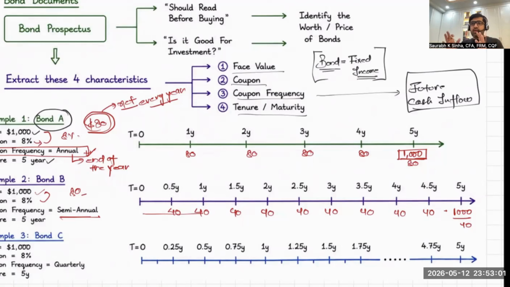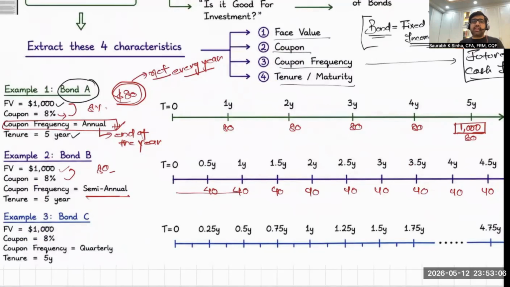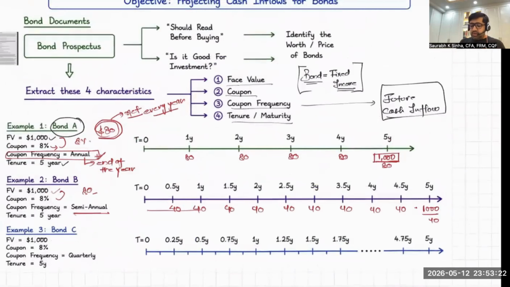This is the foundation. Last, can you see any change in example 3? What is the change for bond C? Again, I haven't changed anything. The only thing I have changed is coupon frequency. That's all. So again, face value is 1,000. Where should I write 1,000? Please be fast now.